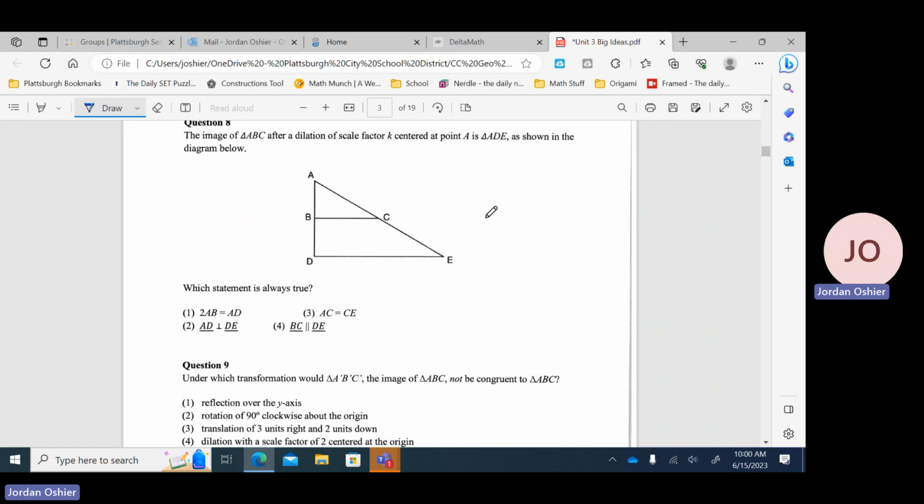In 8, they tell us a dilation occurred. So basically all we know right now is that those 2 lines are parallel. We have no idea what the scale factor was. They just want to know what's always true, and that's going to be that parallel line answer. It wants you to understand that dilations preserve parallelism. They also will do the same question sometimes and talk about the corresponding angles that I'm currently marking, those types of things.